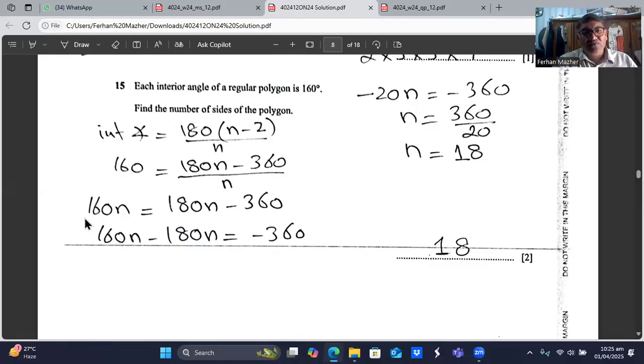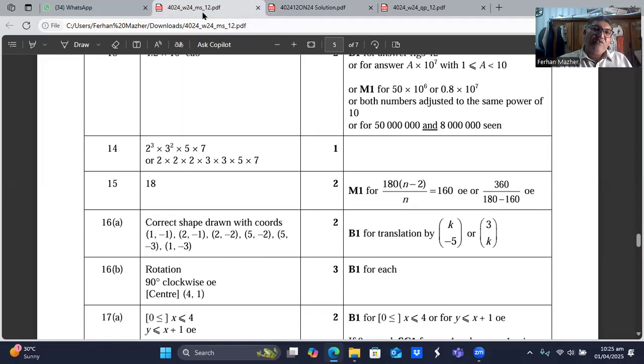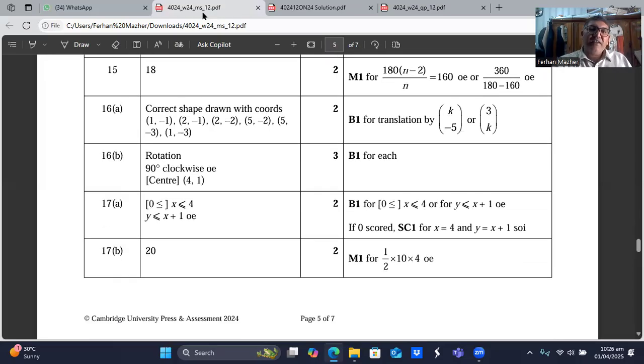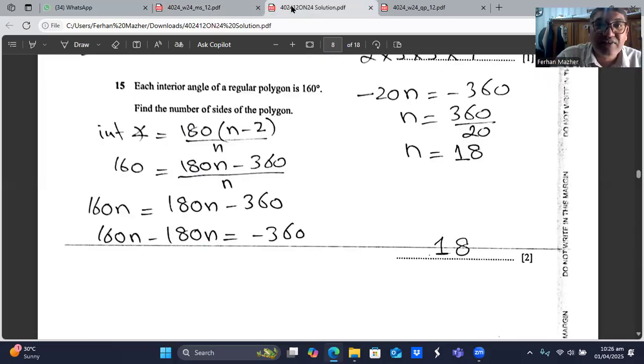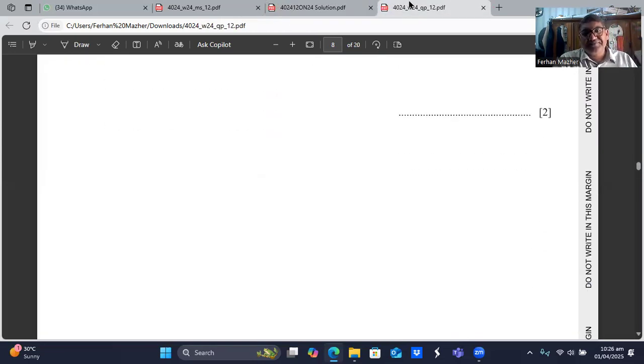This n will go to this side, so 160 n is equal to 180 n minus 360. Take this 180 n to the other side. Here it is adding, there it will subtract. So you will have minus 20 n is equal to minus 360. Minus will be cancelled. So n will be equal to 360 divided by 20, and n will be equal to 18. So this regular polygon will have 18 sides. So for question number 15, you can see the marking scheme. The answer is 18. Okay, so let's go to the next question.